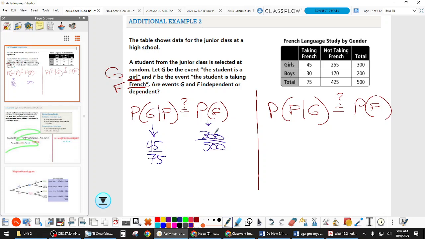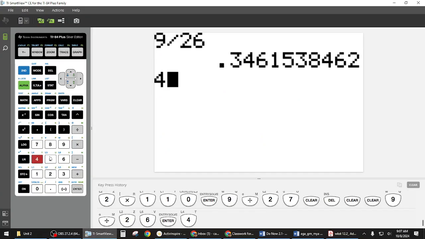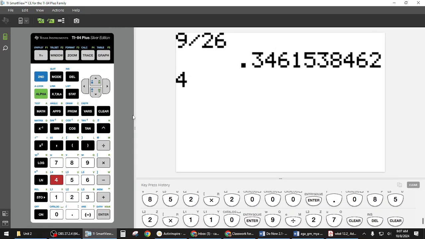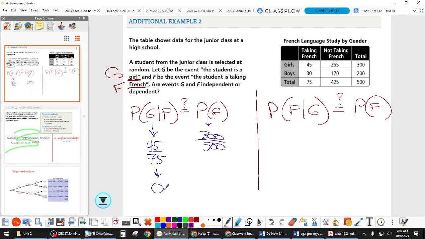You could turn both into a decimal to compare those, or reduce your fraction. I honestly think decimals are faster. So 45 out of 75 is 0.6, and then 300 out of 500 is 0.6 also. So are these independent? Yes.